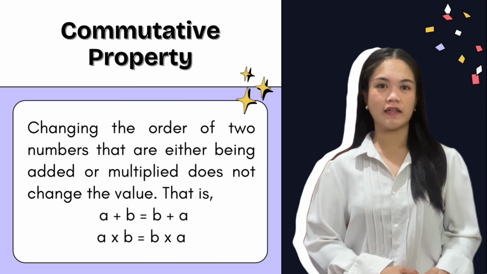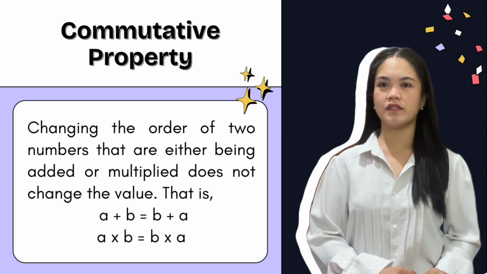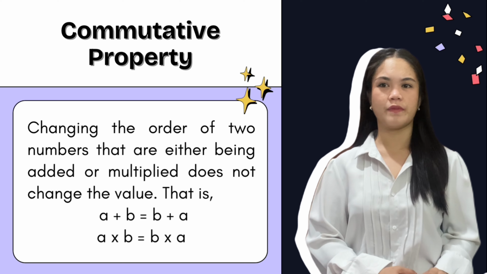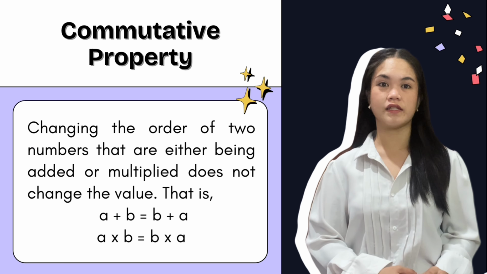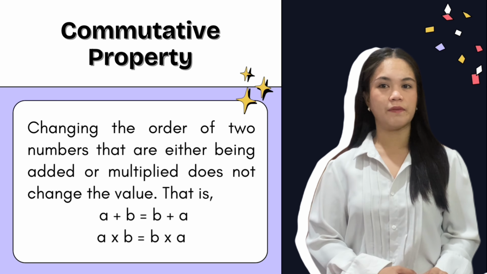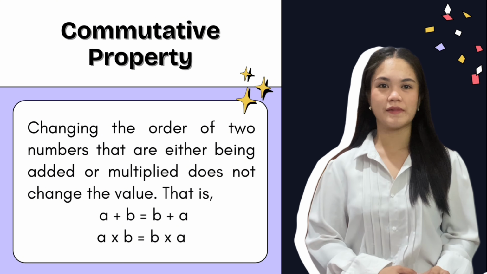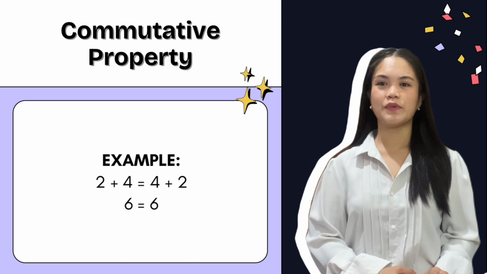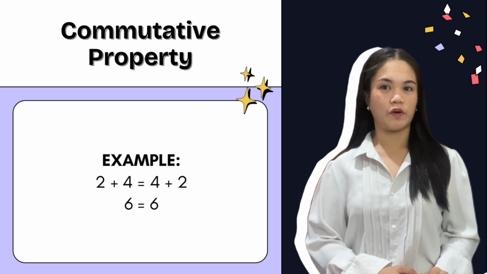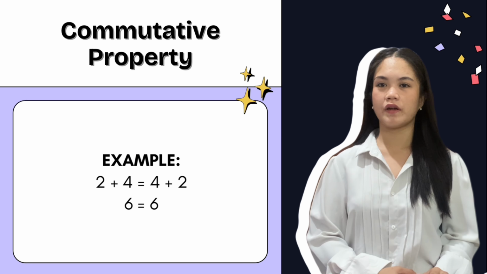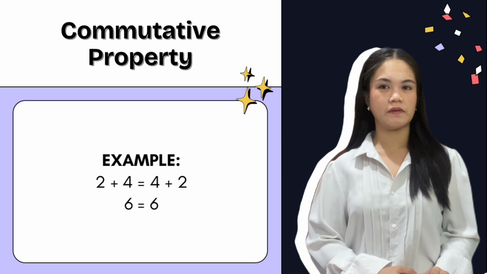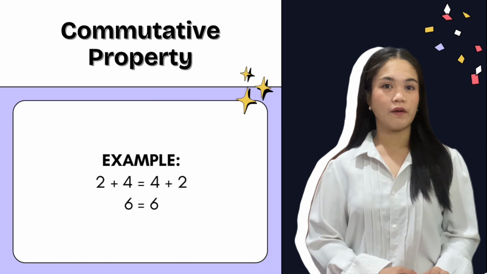The next property is commutative property. Changing the order of two numbers that are either being added or multiplied does not change the value. That is, a plus b is equal to b plus a, and a times b is equal to b times a. For example, 2 plus 4 is equal to 4 plus 2. Since 2 plus 4 is equal to 6, and 4 plus 2 is also equal to 6, then they are both equal.